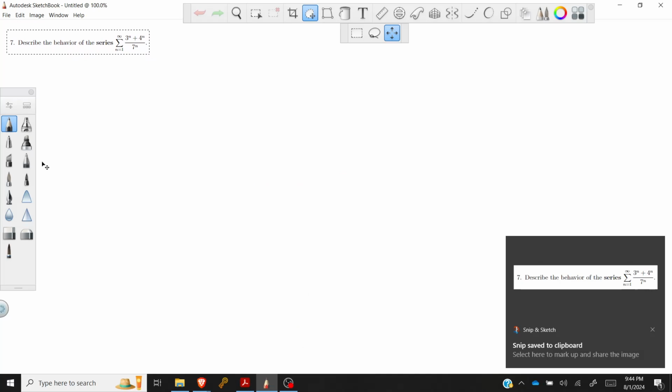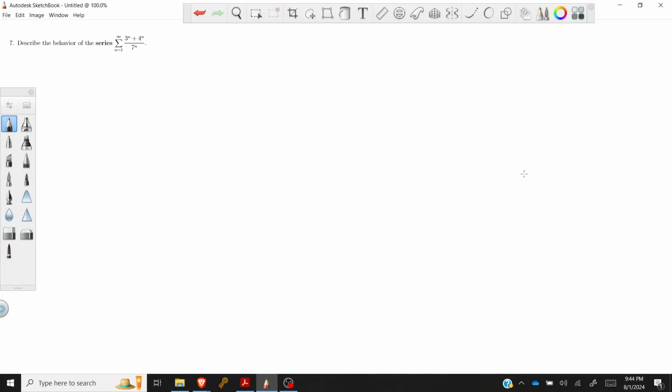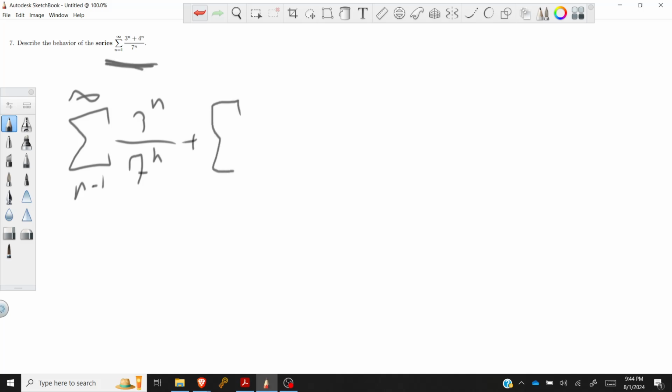The series of 3 to the n plus 4 to the n all over 7 to the n. So the first thing I'm going to do is recognize that this fraction is equal to this, right? They have common bases. The numerator is just addition, so we can split them apart. And that means this is a property of the summation. That means that these are equal to each other. This and this, oh, it's 1, is equal to each other.